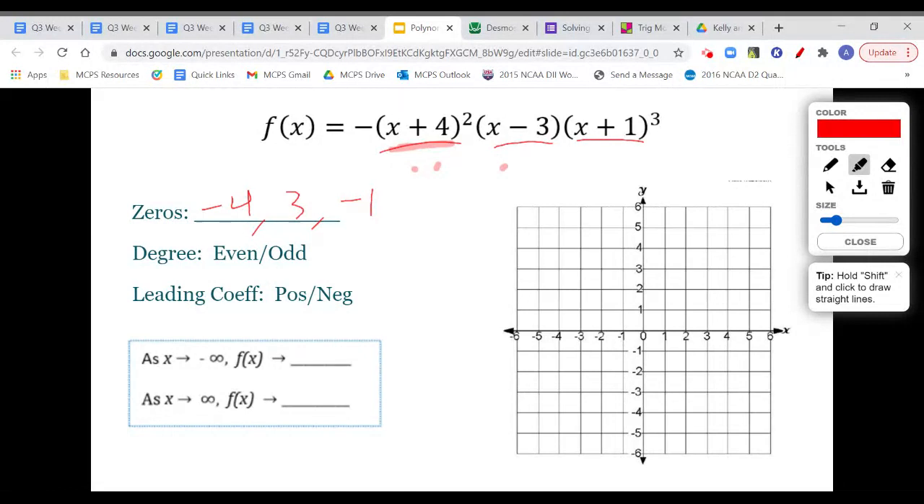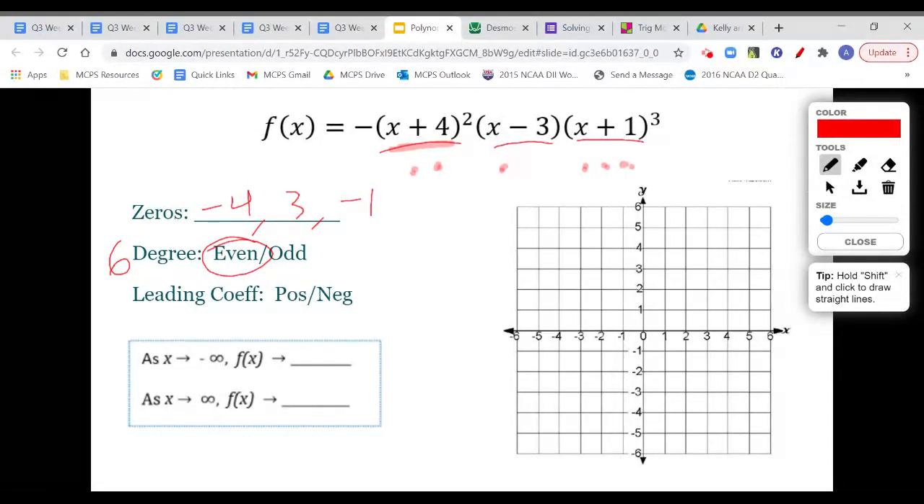Then the third factor is being raised to the third power, so I would get an x cubed out of that. That's 3 more x's. So in total, if you were to actually expand this function, you would have a term with 6 x's being multiplied, or in other words, that would be x to the 6th. And because of that, this is the 6th degree, which is an even number.